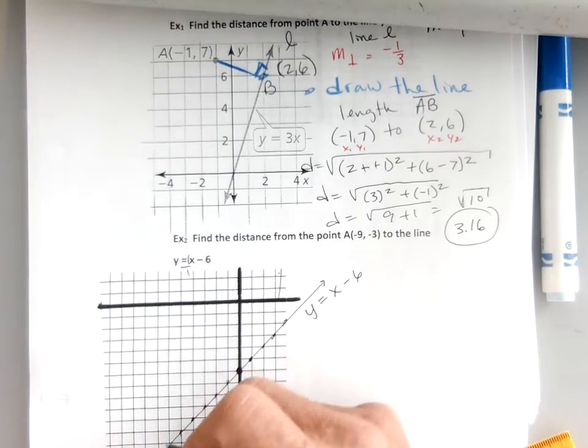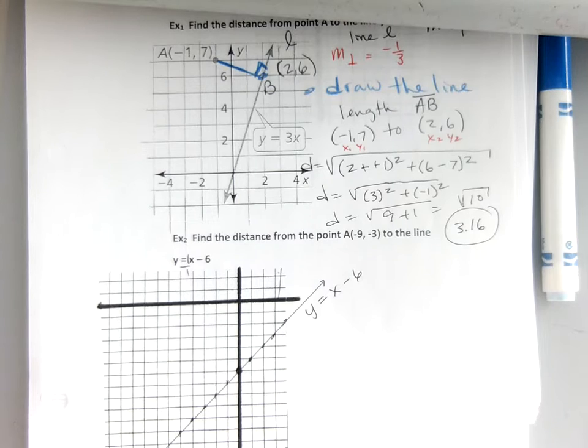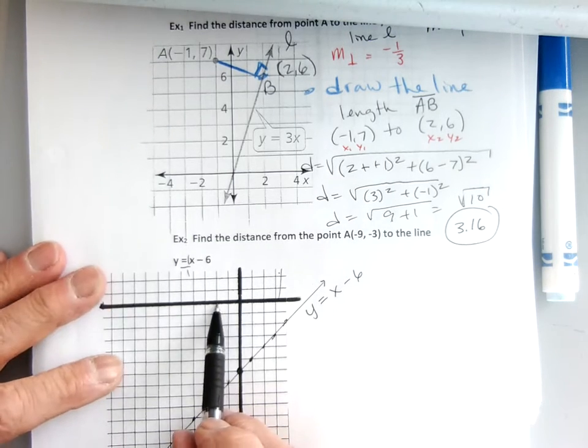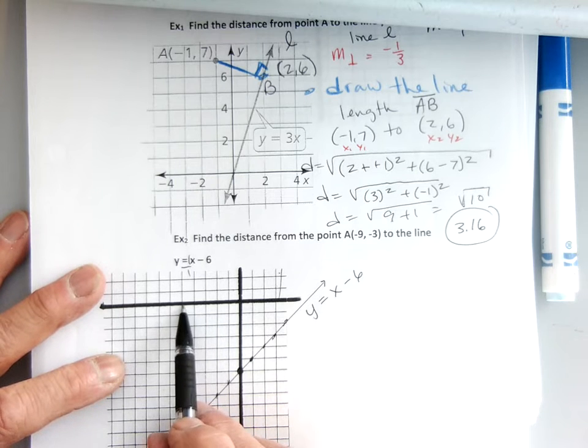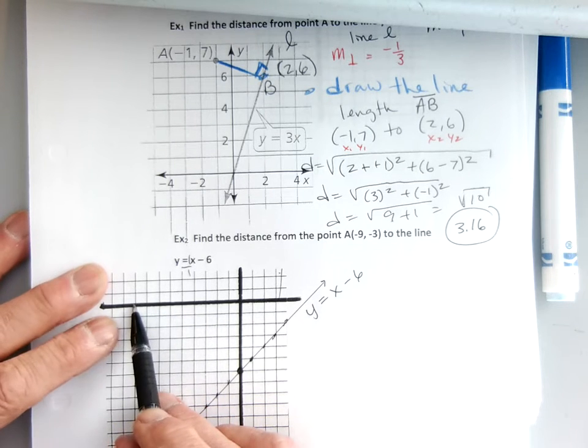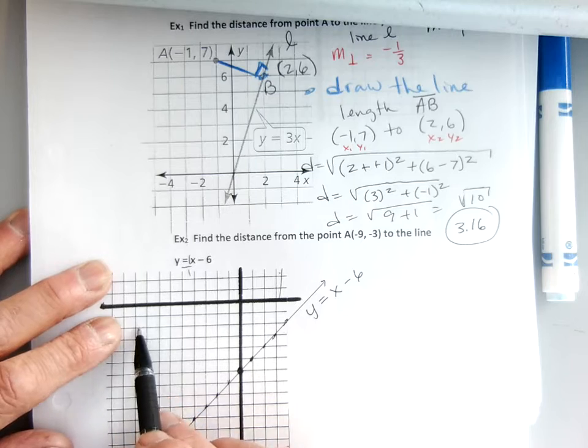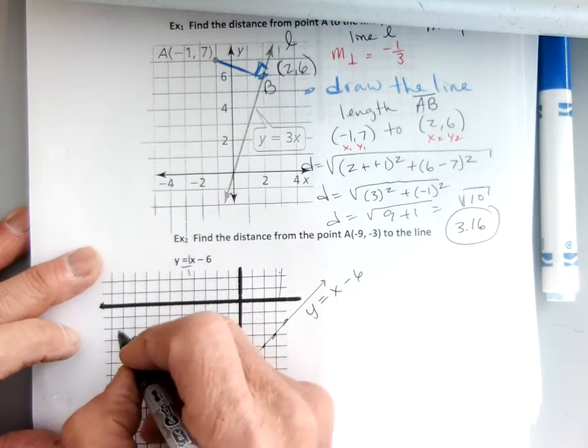Okay, so I just drew my line. Now it's got a point at -9, 3. All right, well, 1, 2, 3, 4, 5, 6, 7, 8, 9. 1, 2, 3. So there's my point. I'll call it point A, right?